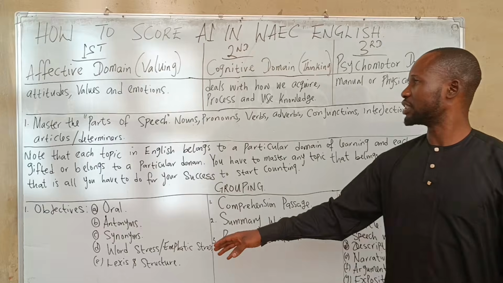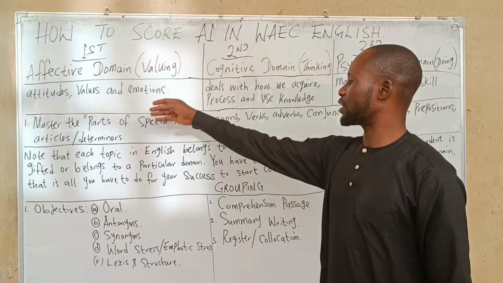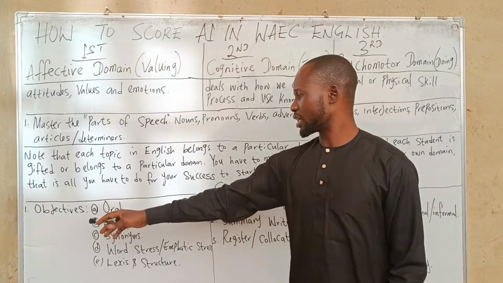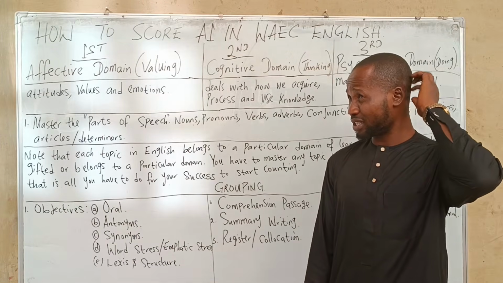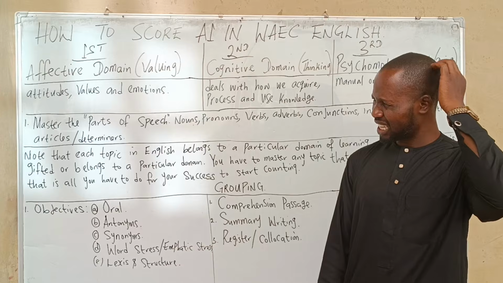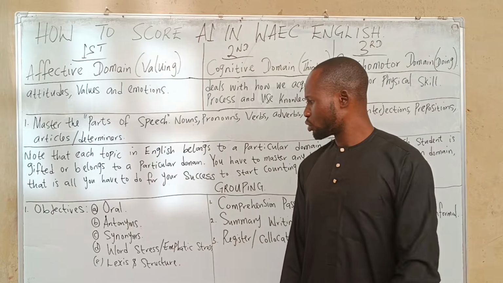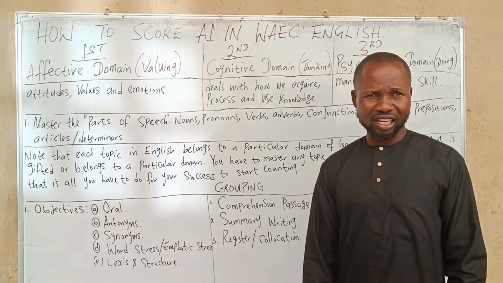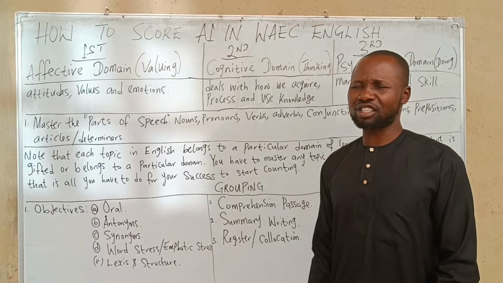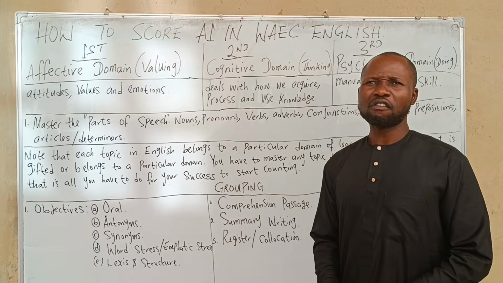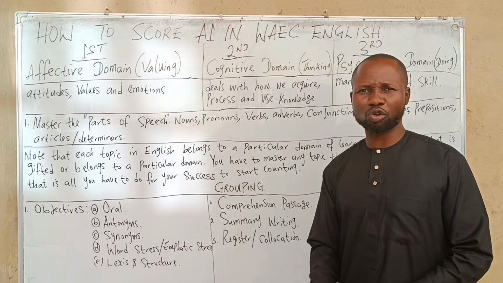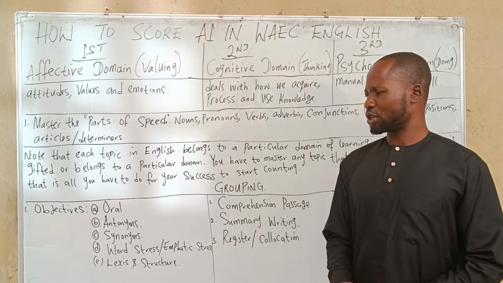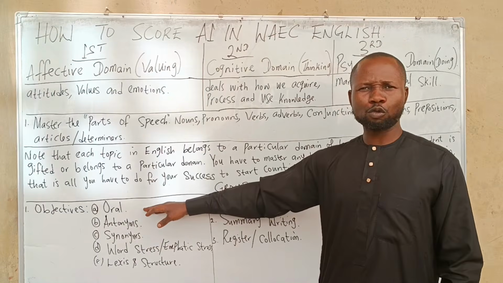So let me explain. This chart belongs to what? Affective domain. So under affective domain, we have objectives. Objectives, I think WAEC normally comes with 80 questions, either 80 or 60. Under it we have oral English or spoken English. That is when you get questions that ask you to fill in the blank with the most appropriate word from the options below. So they would like to test how good you are.